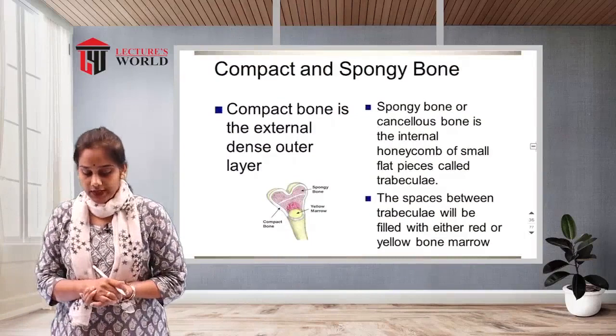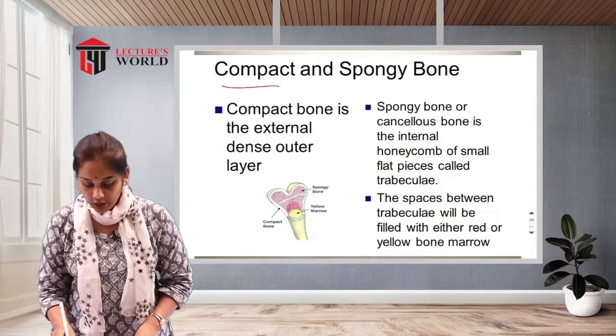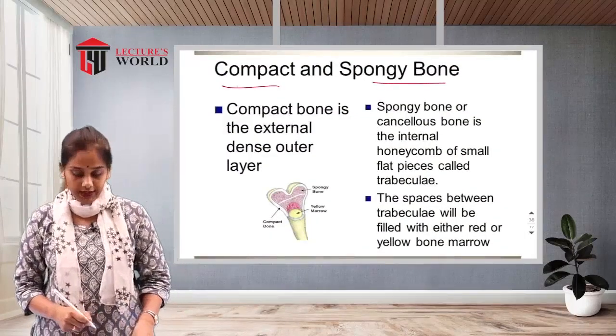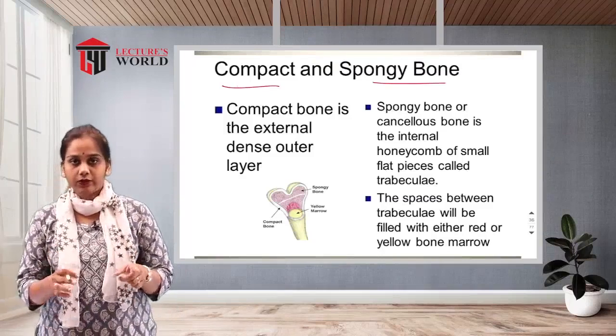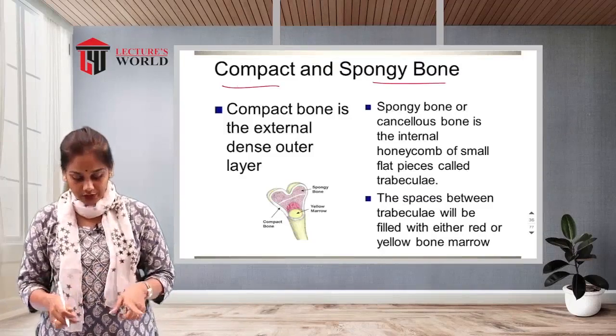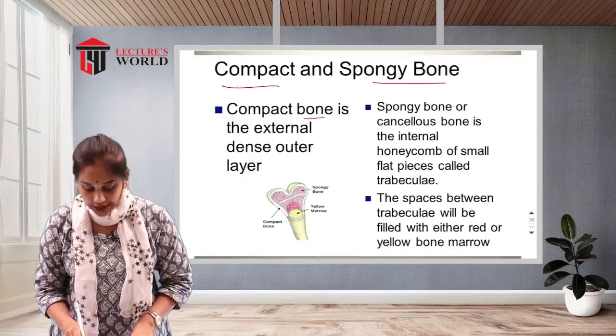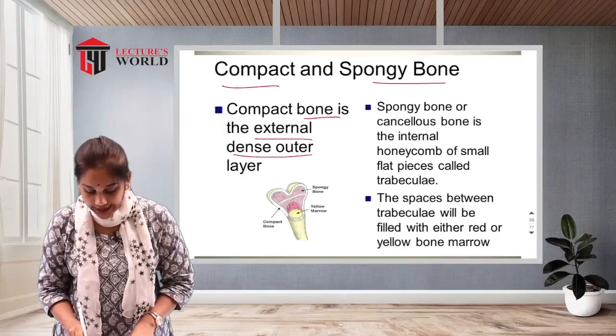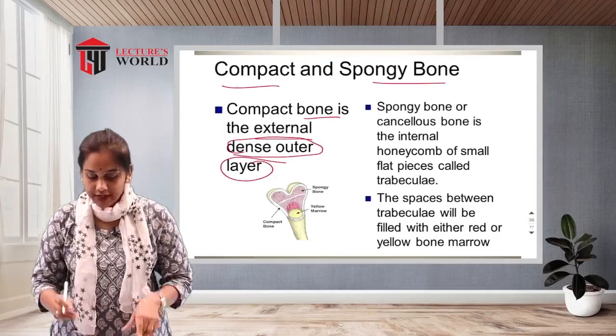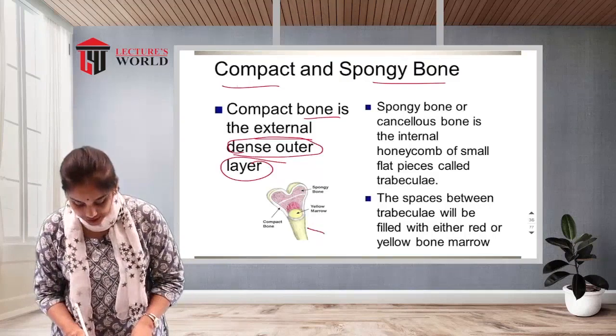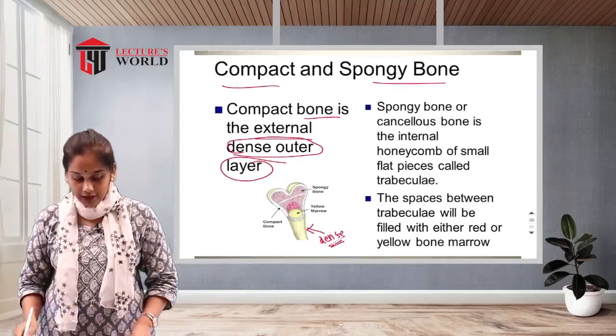There are two types of bone: compact bone and spongy bone. So it has two parts, compact bone and spongy bone. What is compact bone? It is the external dense outer layer. Compact bone is an external layer that is very dense, or a very tough layer.